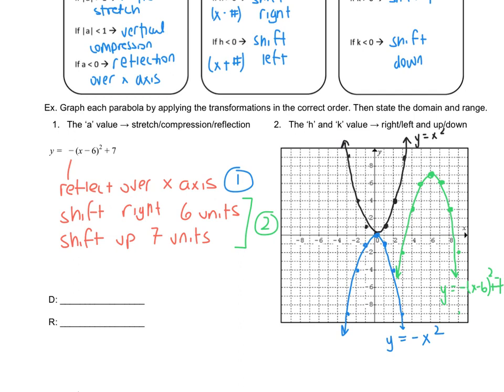But this is what I would expect. I would expect your A value in one step, your shifting in another. If you want to do more steps, you're more than welcome to. Okay, now let's write our domain and range for that final parabola.